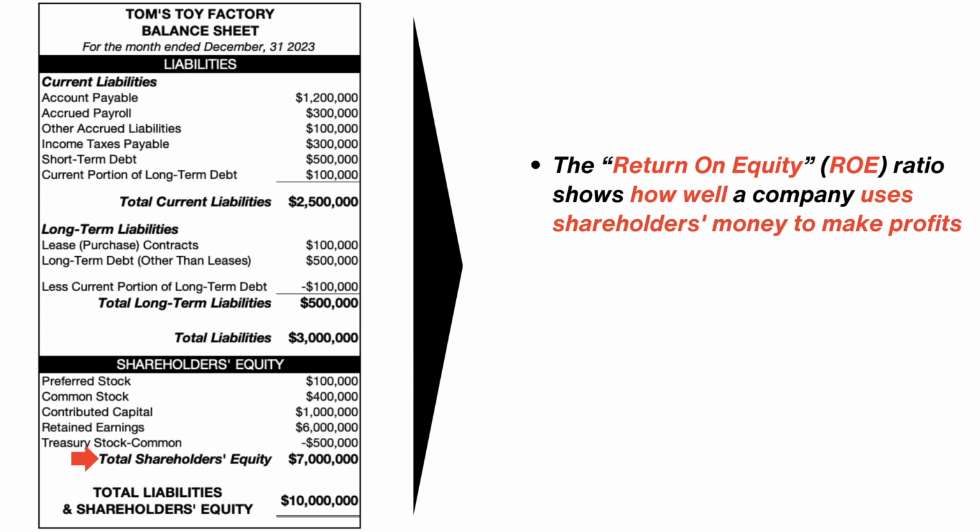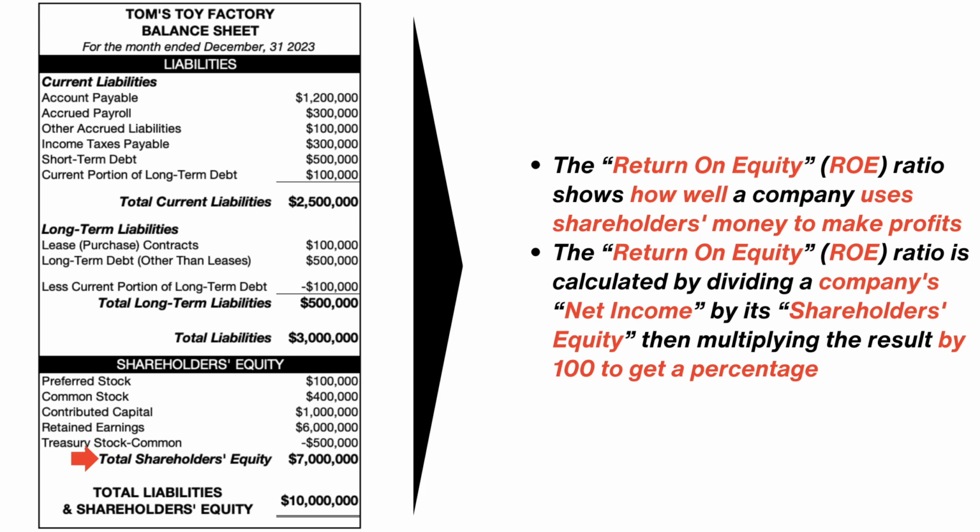The return on equity ratio shows how well a company uses shareholders' money to make profits. The ROE ratio is calculated by dividing a company's net income by its shareholders' equity, then multiplying the result by 100 to get a percentage. To calculate a company's ROE, you need data from both the income statement and the balance sheet. I've recently made a video about how to read and interpret an income statement, and if you are interested in it, you can find it in the description.